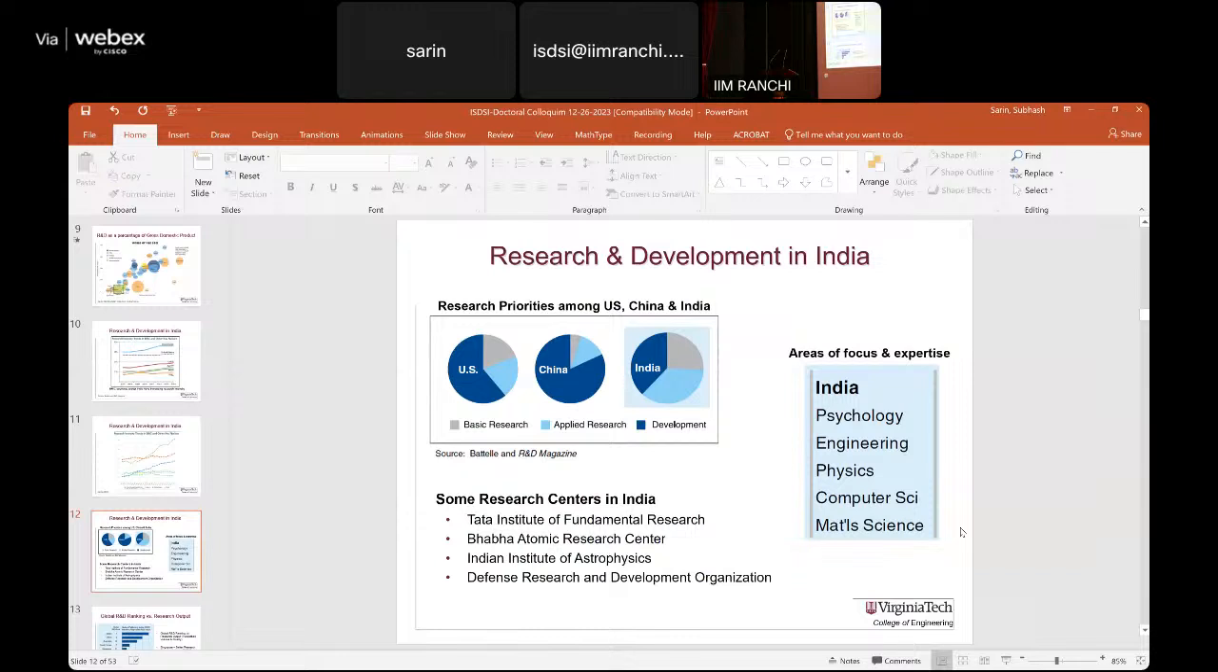Given the distribution of research in different areas, the dark blue indicates the development kind of work going on, the light blue is the applied research, and gray is the basic research. In India, it is sort of balanced in all three areas. A lot of development work goes on in China and the US relatively, but even in this sector, the applied research is also quite a bit, and basic research is relatively small, but the amount is pretty big.